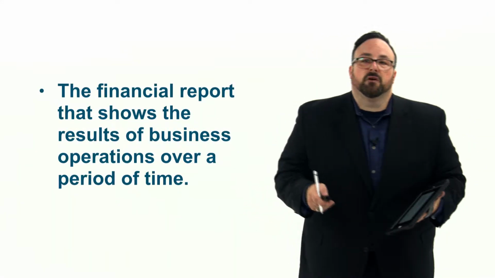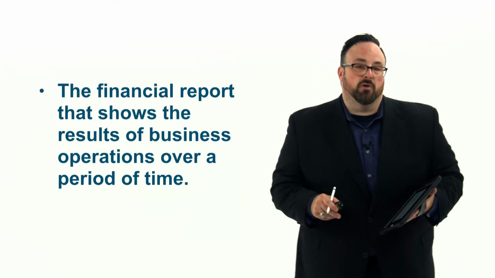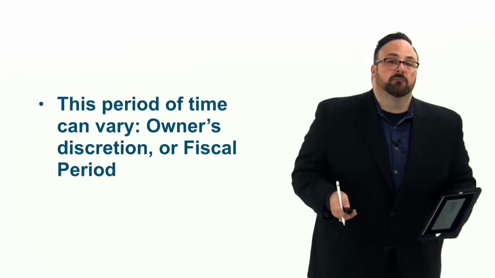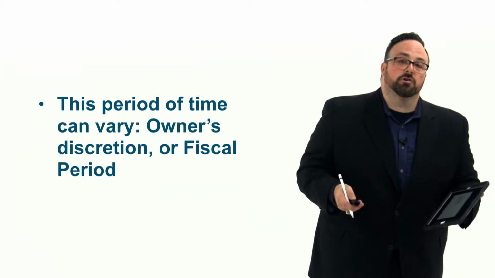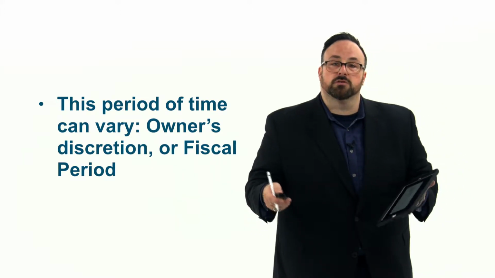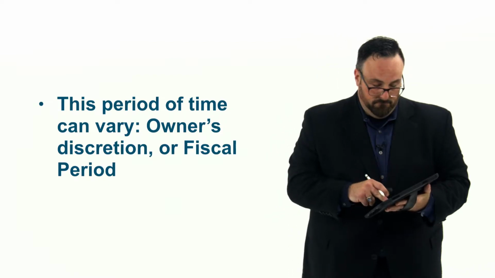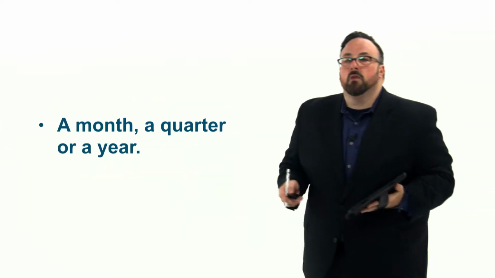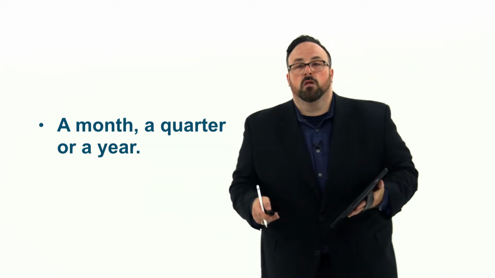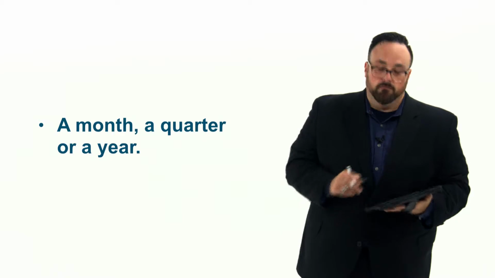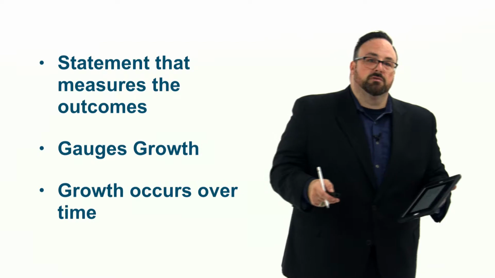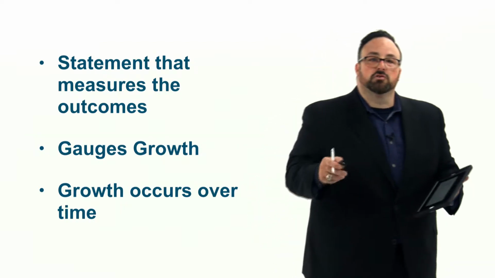The income statement is a financial report that shows the results of business operations over time. This period of time can vary, based on the owner's discretion or the procedural fiscal period that all accounting firms and accountants must adhere to. This period of time may be a month, a quarter, or a year. Let's also keep in mind that accounting is a statement of measures and outcomes. It gauges growth, and growth is over time.